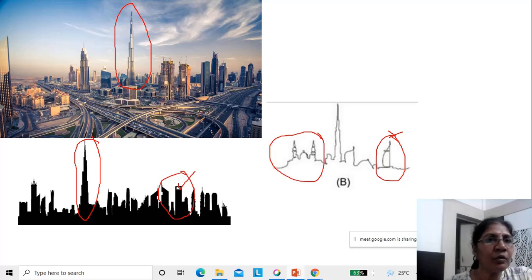So this way, if you can identify at least 5 to 6 buildings of a city, then I'm sure you'll be able to answer the questions based on skylines and silhouettes like this. In NATA 2 also, let us expect at least 1 or 2 questions based on this.